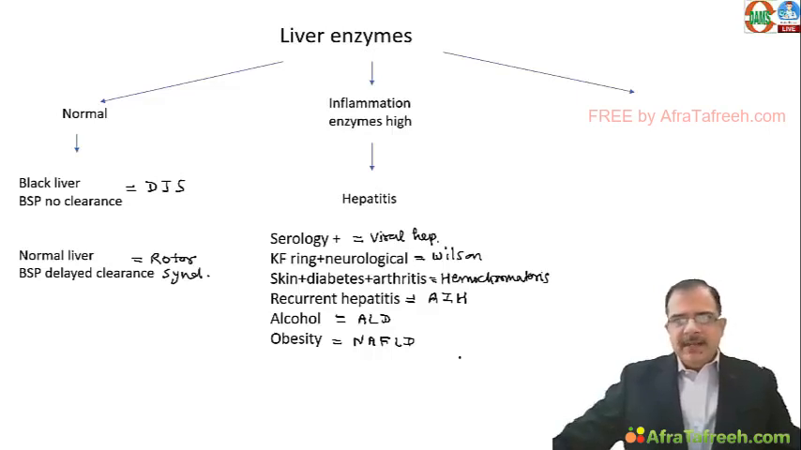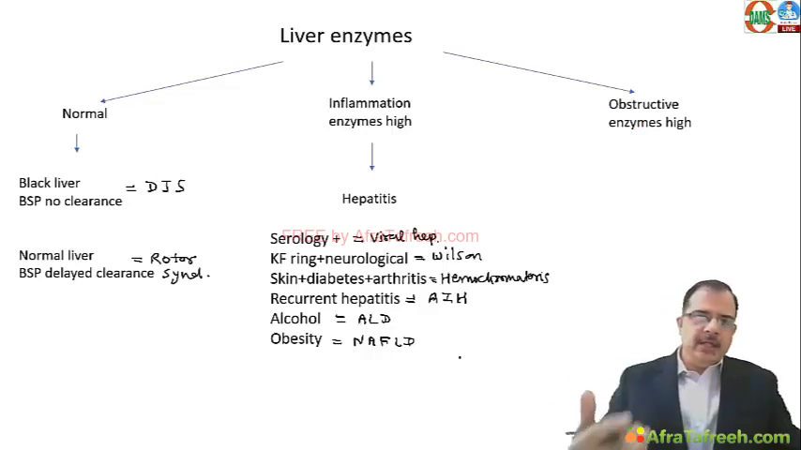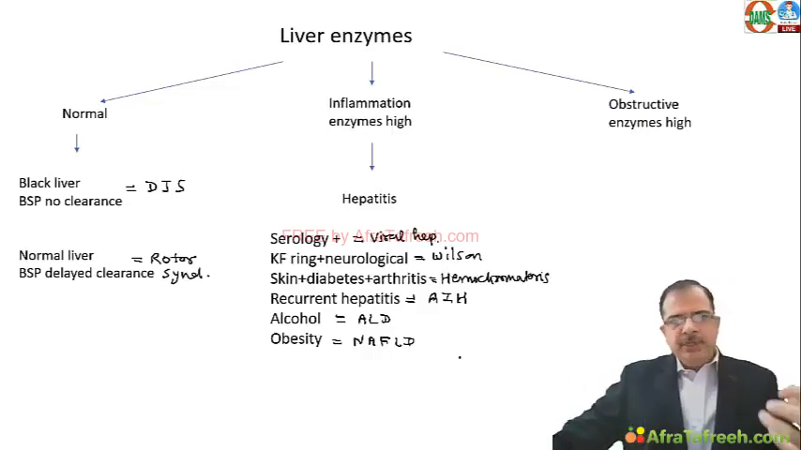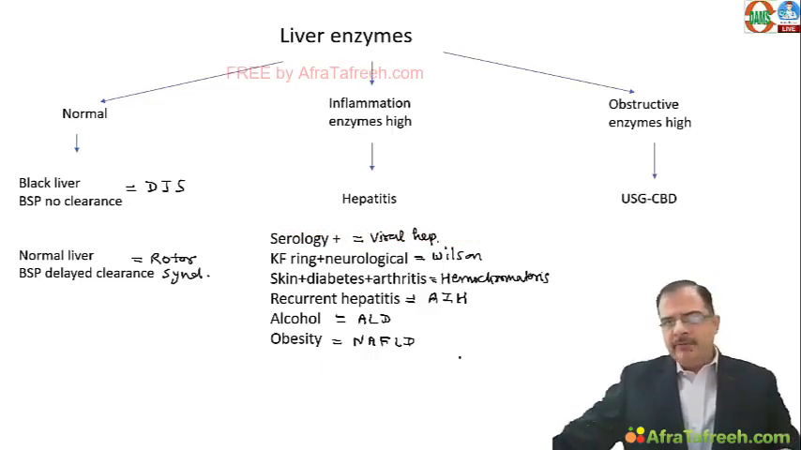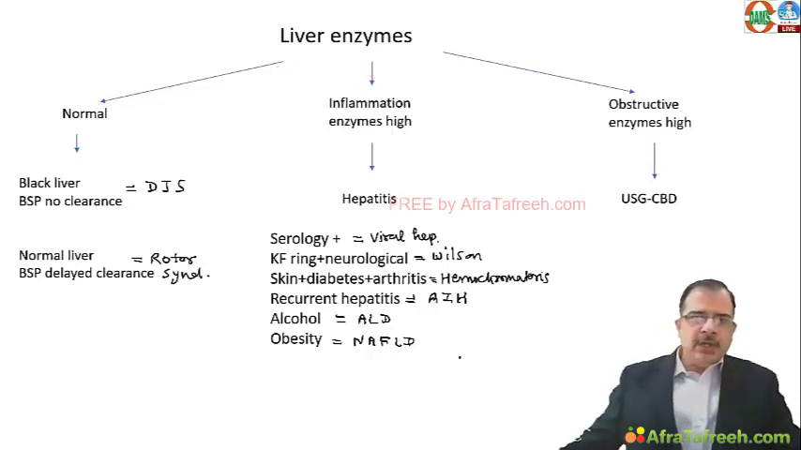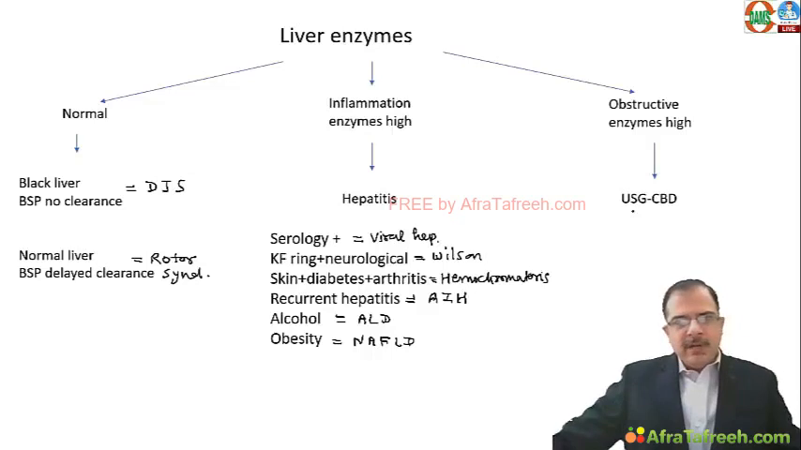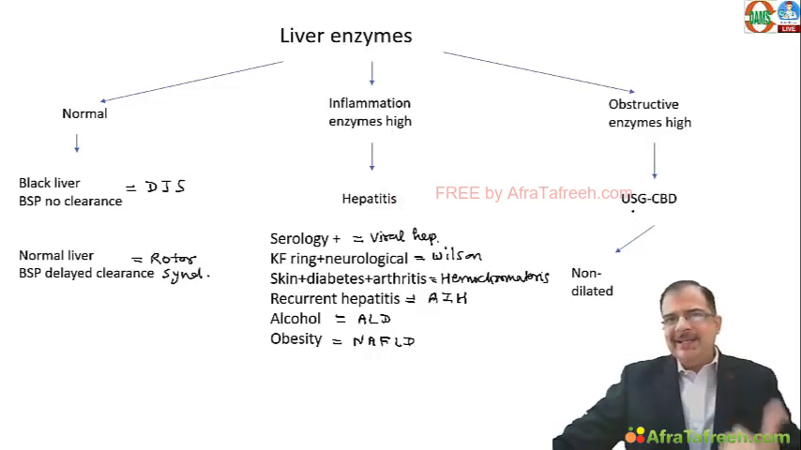While for liver enzymes, if obstructive enzymes like ALP or gamma GT are high, and the patient is telling you about pruritus or pale stools, it means it is an obstructive jaundice. So the next step will be an ultrasound. Look at the common bile duct, and if it is not dilated, that means the pathology will be intrahepatic.